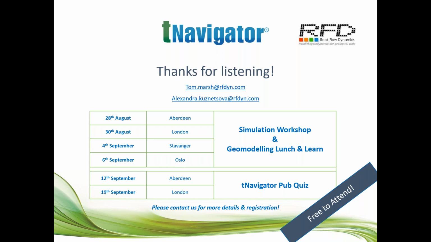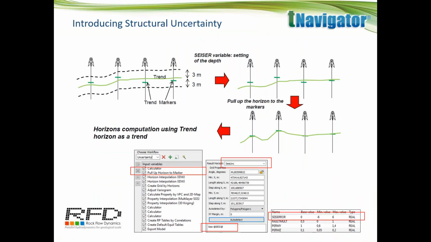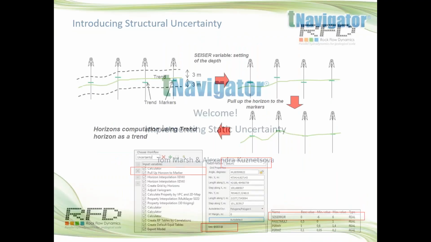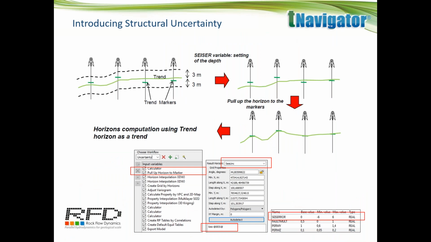So there's one more question. I believe it's how are different structural realizations handled in the uncertainty workflow? So I believe that we can have a look. What do you have to start with? So if you have, for example, your seismic data, and you interpret your horizons from it, we actually have a slide here that will be just perfect to explain that.